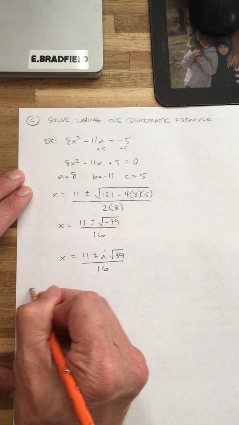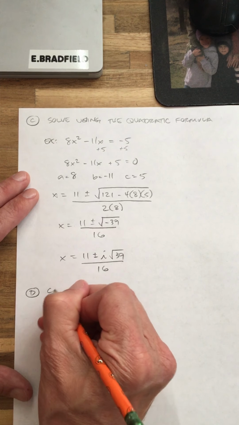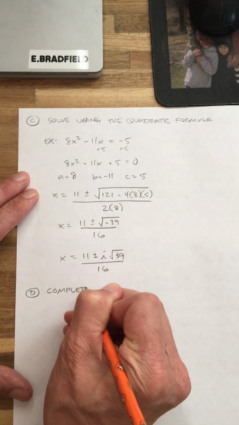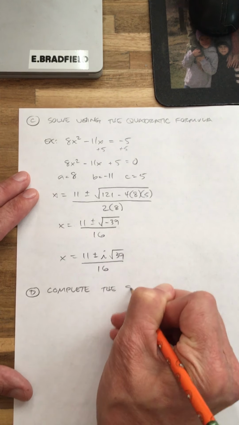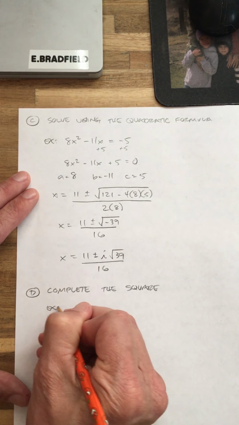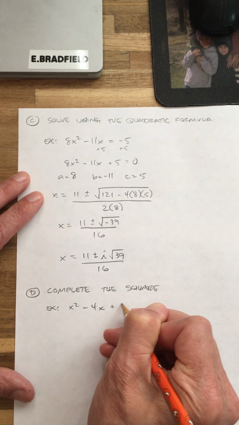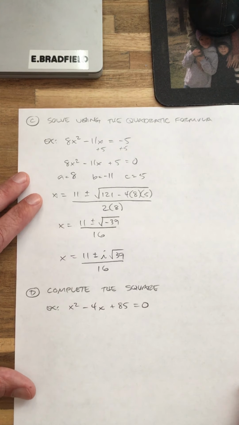All right, and we have one more. Let's do part D, okay? And again, watch this over and over, okay? Part D is completing the square. Complete the square. And here we go. Here's my example. X squared minus 4x plus 85 equals 0.